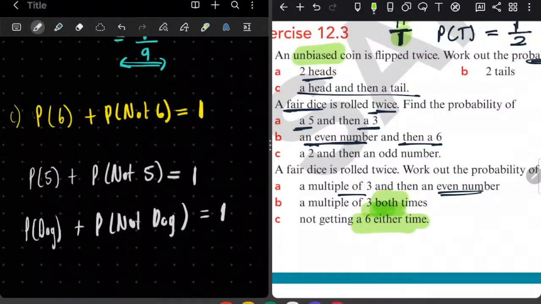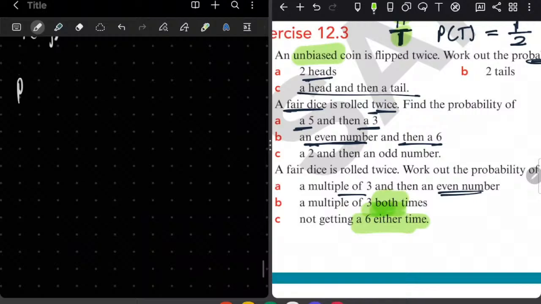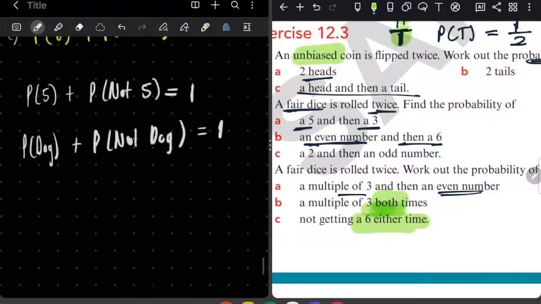1. How do you find the probability that it's not going to rain? Probability of rain plus probability of no rain gives you 1. Well done. Then you can find it.